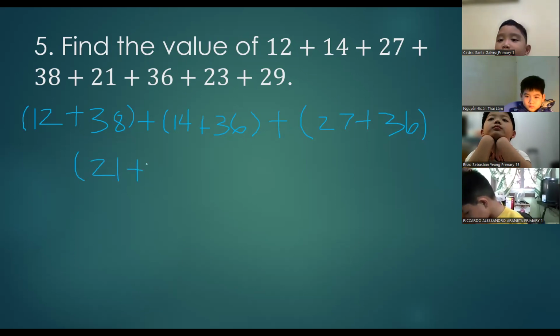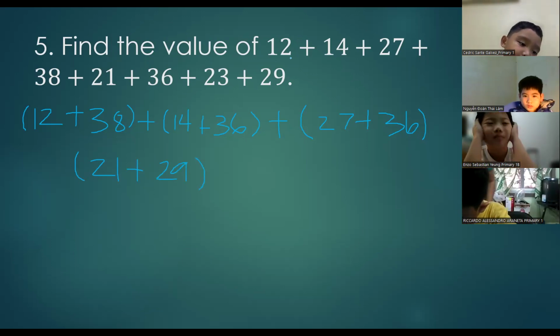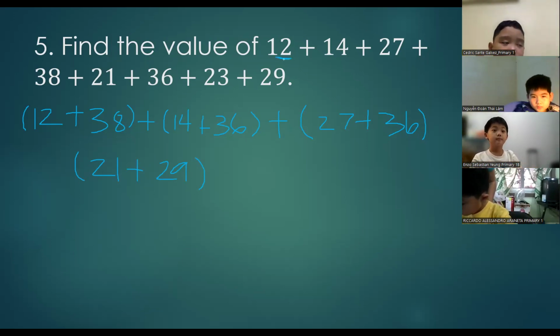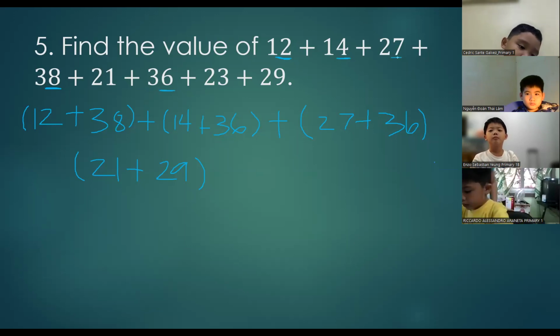So what did we do here for those that were confused a little bit? We just paired up the numbers such that the units digit is equal to 10. So for example, 12 ends with 2, so you need to pair it with 8 so that it will be equal to 10. So that's why 12 plus 38. And then we have 14. To be equal to 10, you need to add it with something that ends with 6. And then for 7, you need to pair it with something that ends with 3. That's why you have 23.